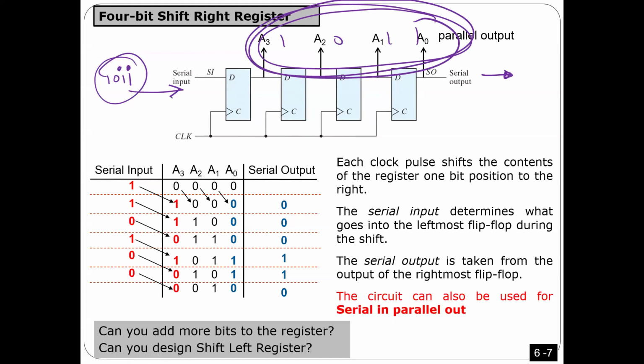Sometimes I want to receive the data serial, but I want to send it parallel. So I need something like a serial to parallel converter. This can do that. Make sense?